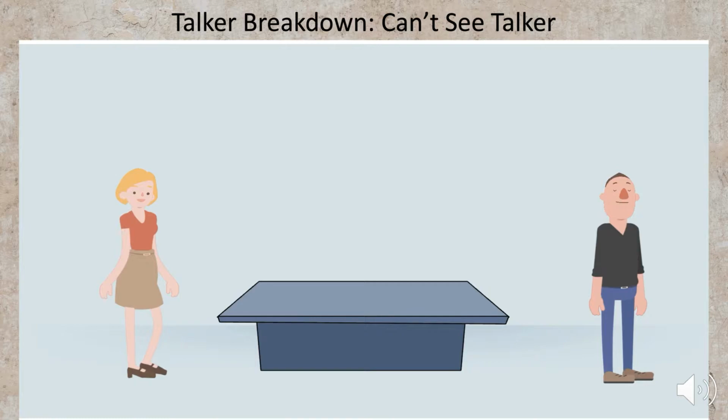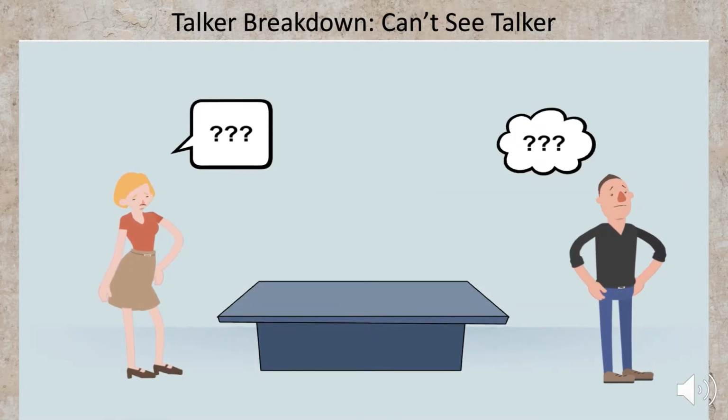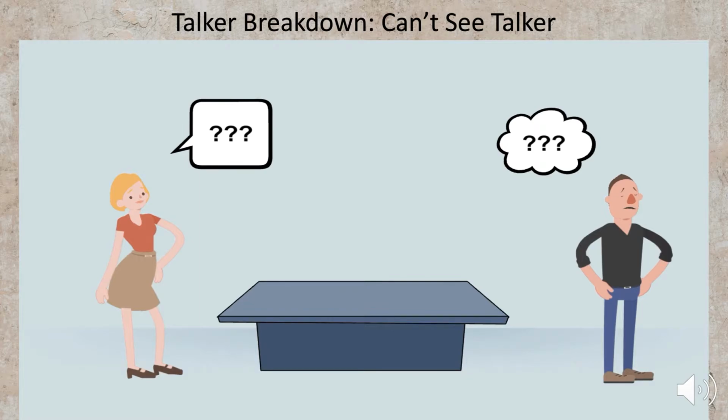Take a look at these two characters. Bob has hearing loss and is not facing his wife, Susan. Susan has tried asking Bob what he wants for dinner, but he doesn't know that she needs his attention. Susan is growing frustrated, thinking that Bob is not listening to her. It's difficult to hear your conversation partner when you're not making eye contact. This is one of the leading causes of frustration between talkers.